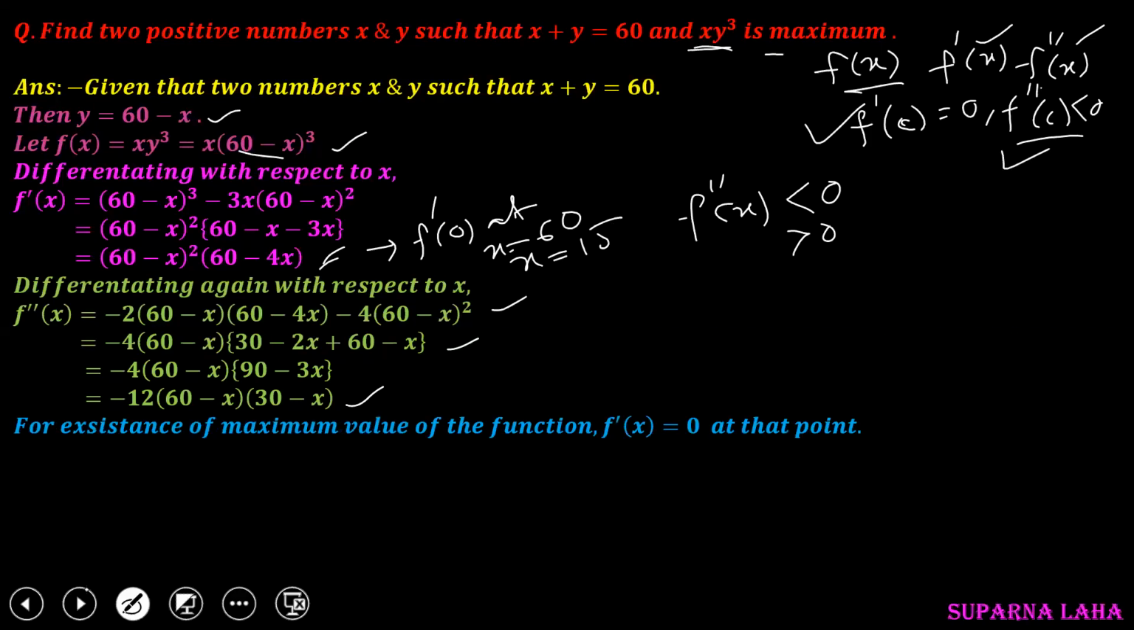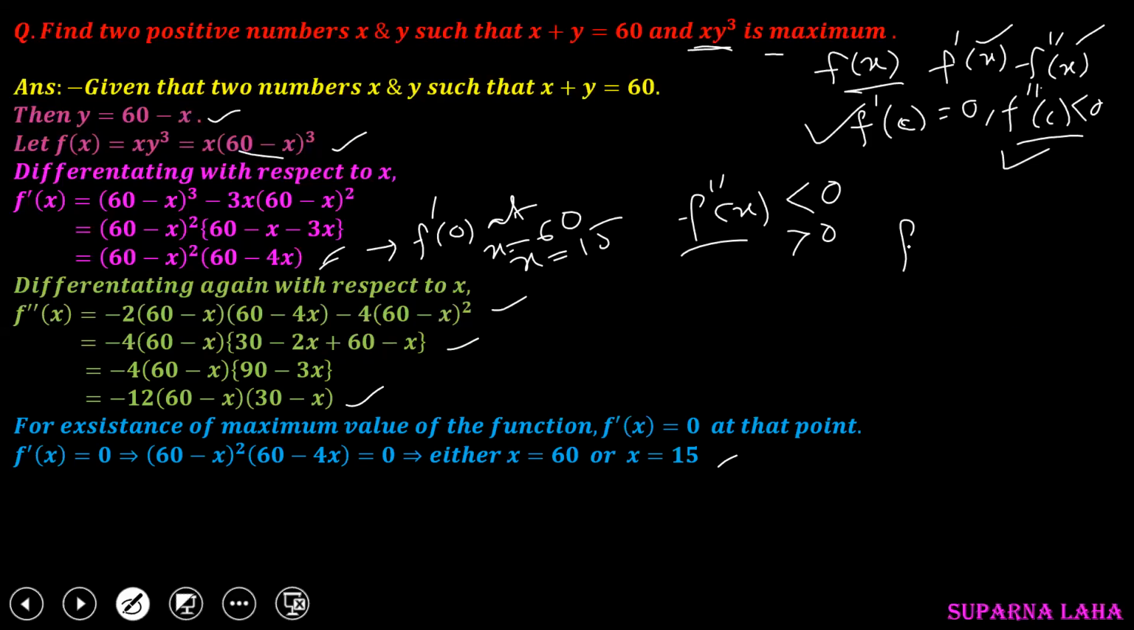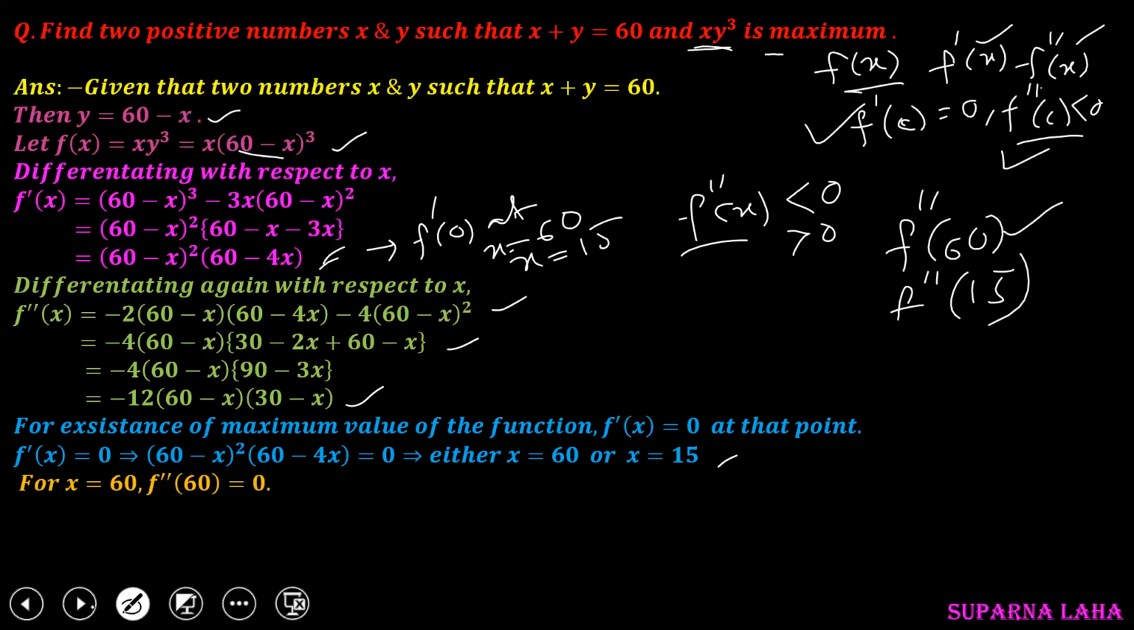So first find the critical point. Here it is 60 and 15. For that we need to check f double dash 60 also, f double dash 15 also. Now check f double dash 60. So you will find this value is 0. That means in this point, no extrema exists. That means it is neither maximum or minimum.